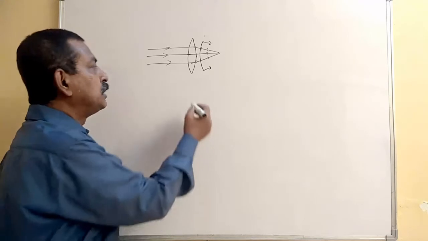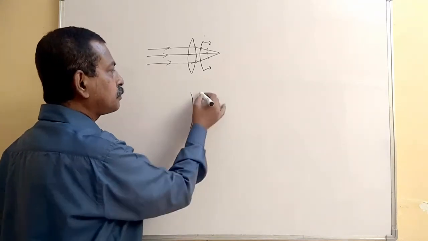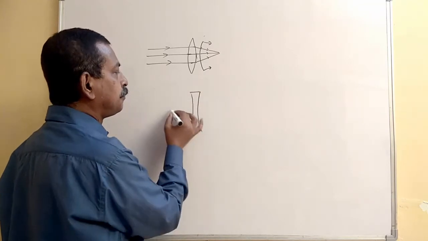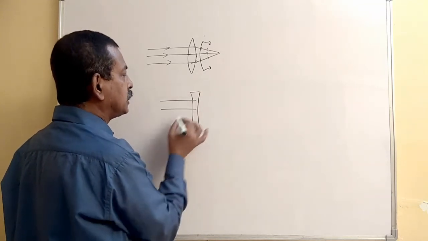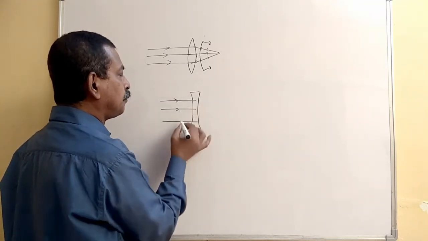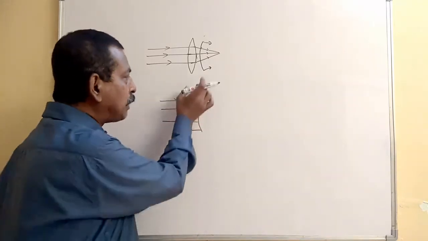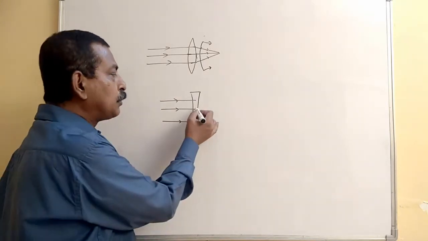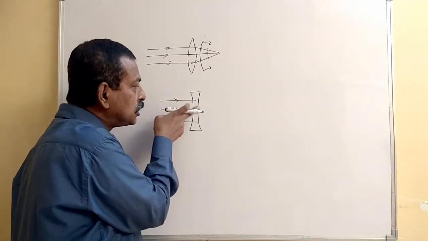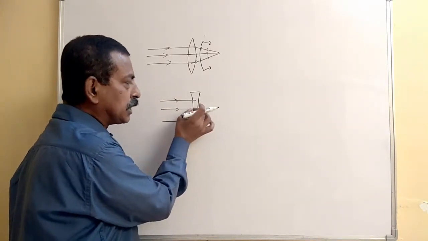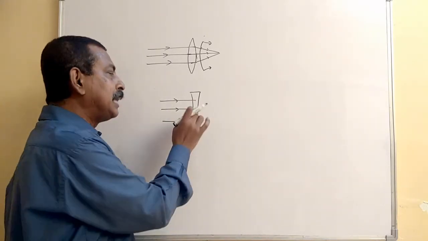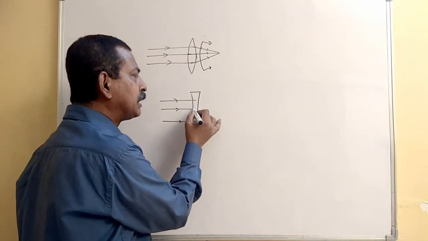The same will be there if you consider the waves falling on a lens. These are the parallel rays. When they pass through this convex lens, see what will happen. The wave which goes through the inner part, where it is thinnest, will definitely come out fast.